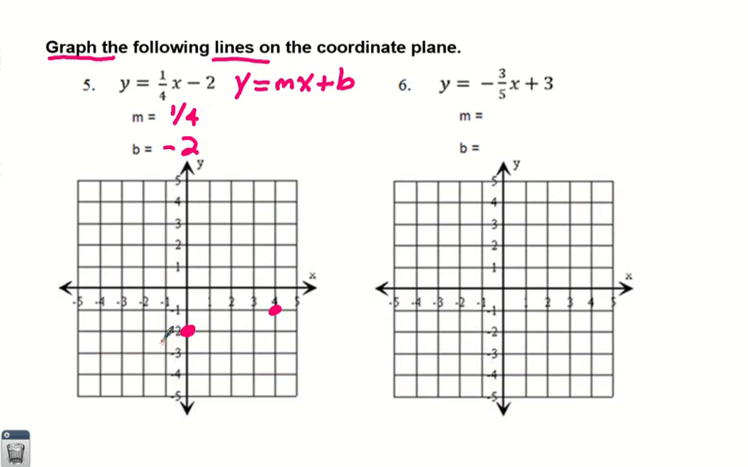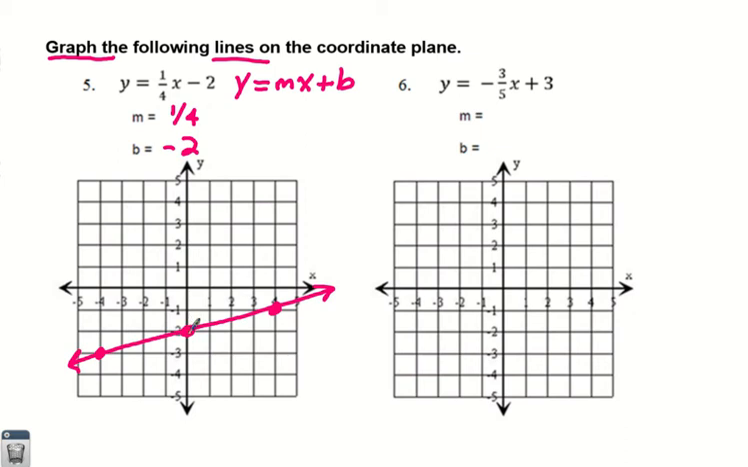And I can even go in the other direction just to make sure my line maintains that slope. And just like that, I'm done. That is my line for y equals 1/4 x minus 2. It has a slope of 1/4, and it has a y-intercept of -2, right there.